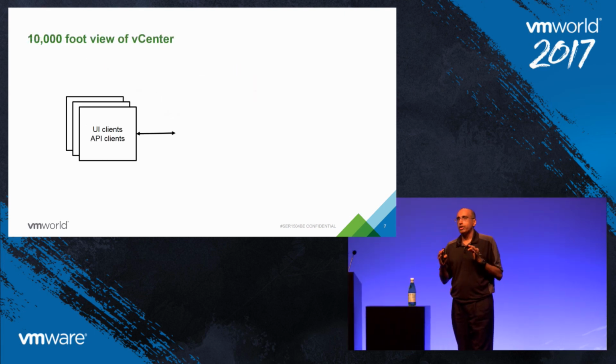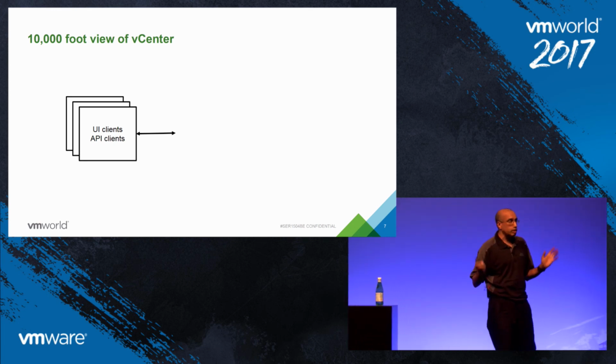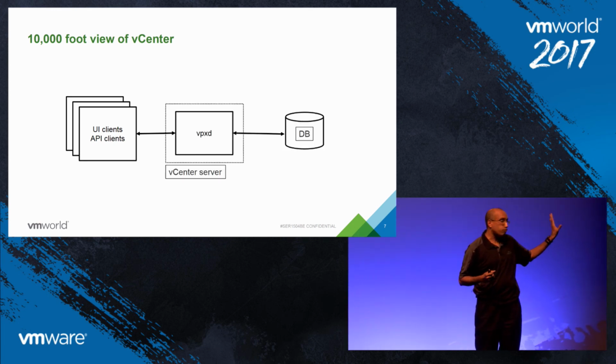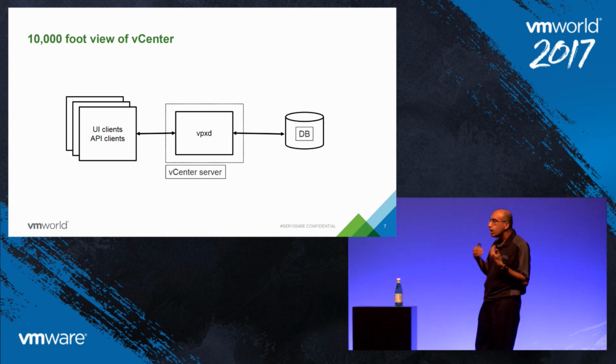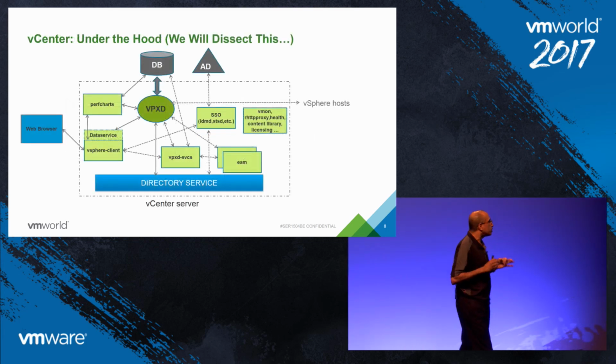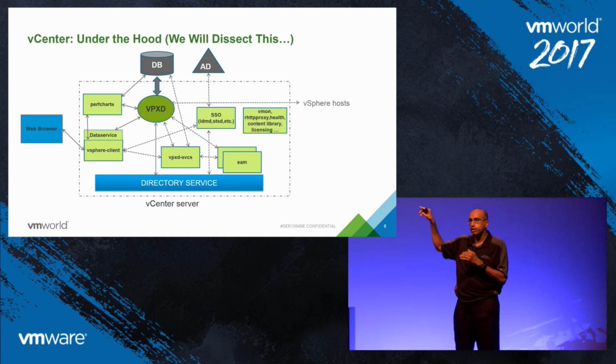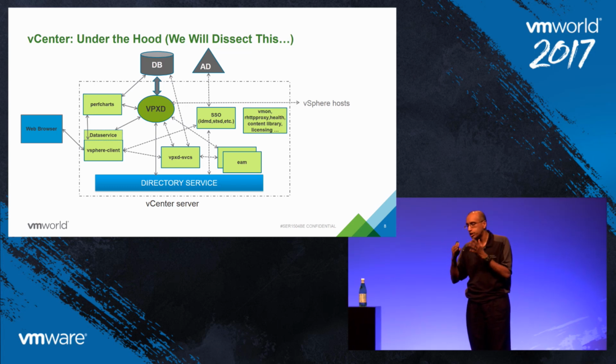Okay, so next, let's talk about what's inside of vCenter. If you look at a very, very high level, vCenter is basically, you have a bunch of UI clients or API clients, and they're talking to this vCenter server, which is mostly a process called VPXD, and it persists a bunch of data in the database. In fact, this is the architecture when I joined the company. But reality is quite a bit more different, and it's really, really important, and we'll dive into this. It's really important to understand these various pieces because it helps you understand where performance is going in your system.